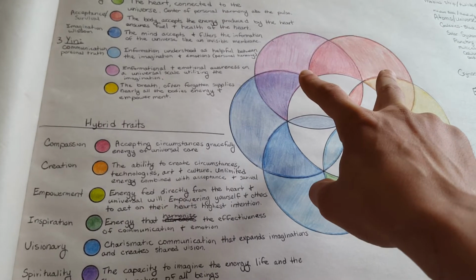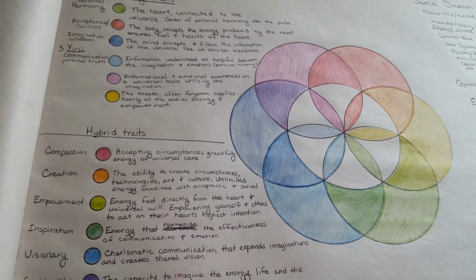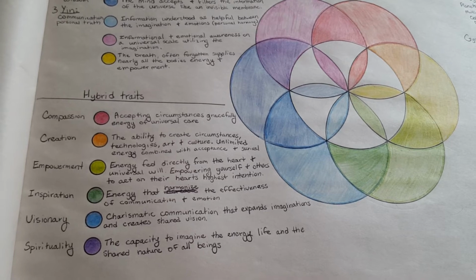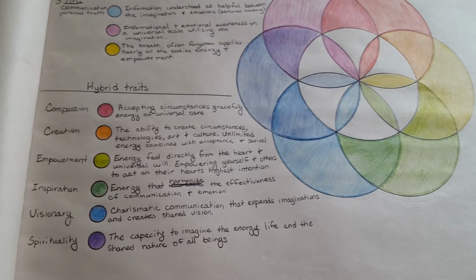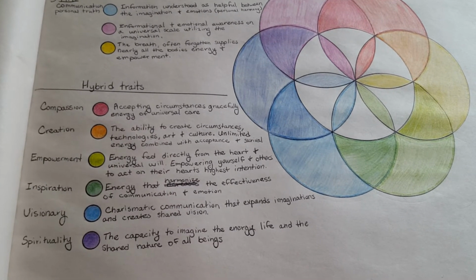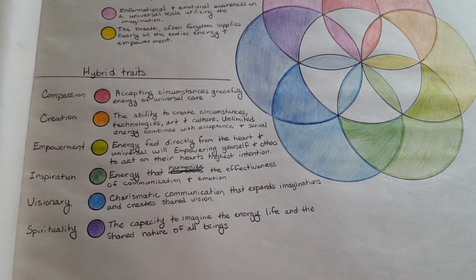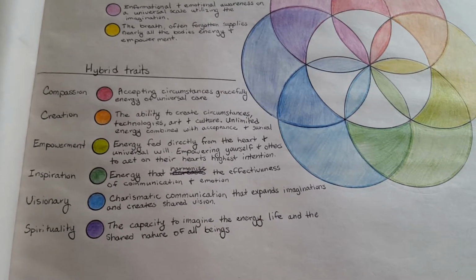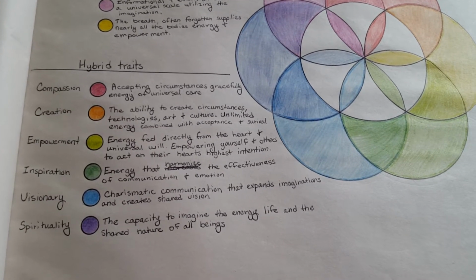So compassion is between universal harmony and survival, which basically is the ability to gracefully care for the universe, right? Creation is the ability to create circumstances and technology as well as art and culture, and unlimited energy combined with acceptance and survival is really what's at the heart of creation. Empowerment is energy that's fed directly from the heart and universal will. So empowering yourself and others to act on their heart's highest intention.